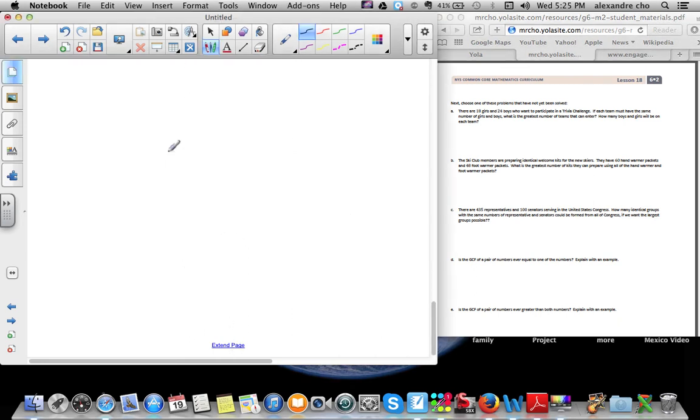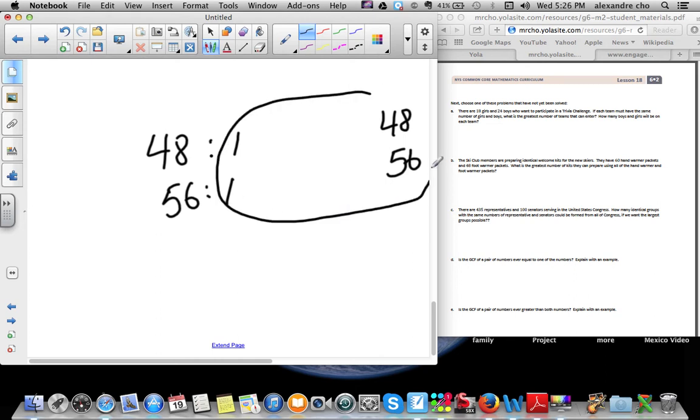Okay, an example, let's pick big numbers, 48 and 56. The GCF will never be bigger than either of these two numbers because you're looking at numbers that go into both numbers. That's what factors are. So 1 and 56, 1 and 48. So your GCF is going to be any number inside here. It's never going to be 49 or 57.